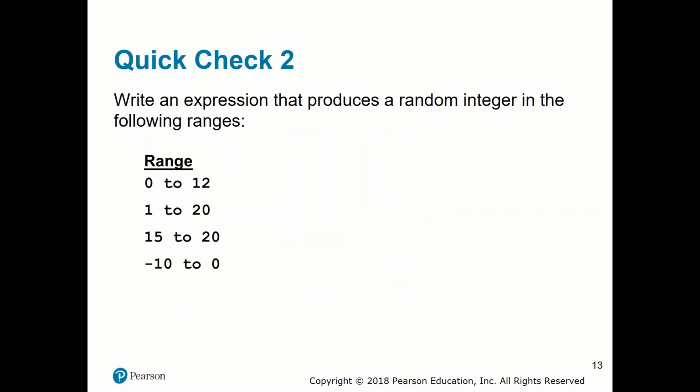Let's do the second one. Write an expression that produces a random integer in the following ranges. 0 to 12. This is nextInt(13), right? And the next one, 1 to 20. Since this does not start from 0, I think we need some number to be added, right? So then .nextInt(20) plus 1.